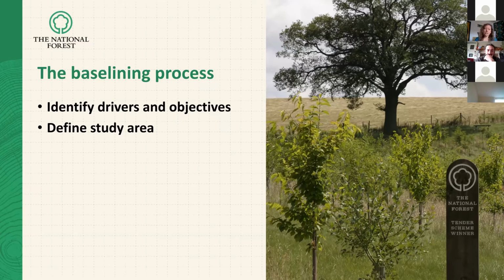Then you want to define your study area. This may seem very simple because it's just the area that you're working with. But if you're working with a very large area, you may need to be selective about the areas you actually collect data on. Or it's possible that your interventions are having effects outside of the area you're directly working in. For things like water quality, for instance, you might want to measure further downstream as well to see if it's having knock-on effects.